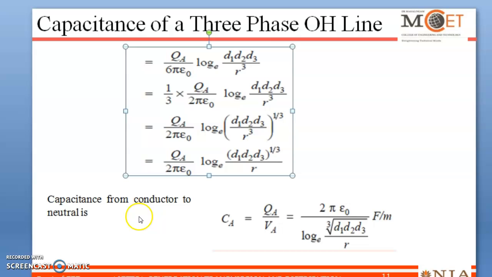So the capacitance of the conductor to neutral is CA equal to QA by VA. So this value is 2 pi epsilon naught divided by log E of the cube root of D1, D2, D3 by R, Farad per meter. This is the final equation of the three-phase unsymmetrical overhead line. Thank you.